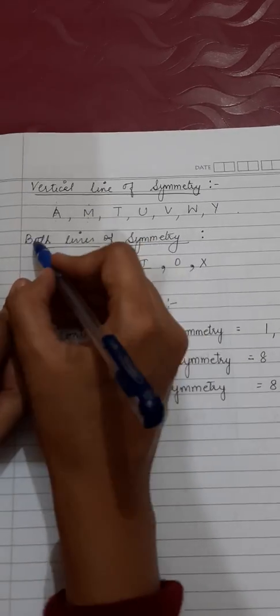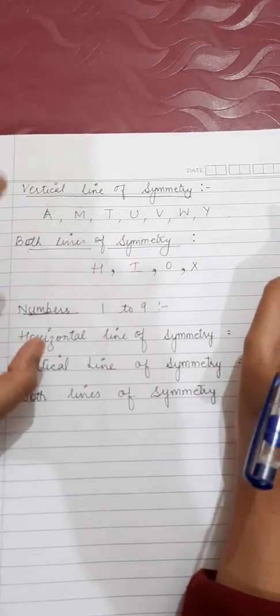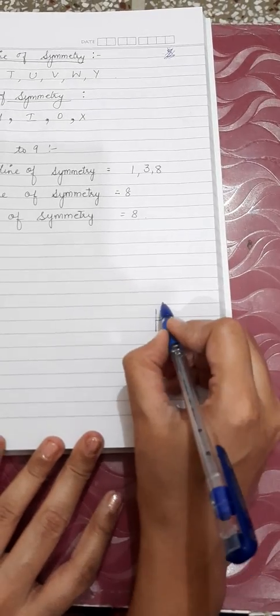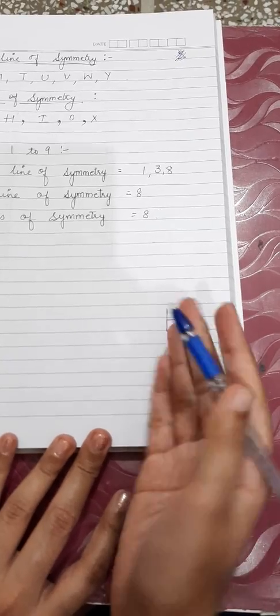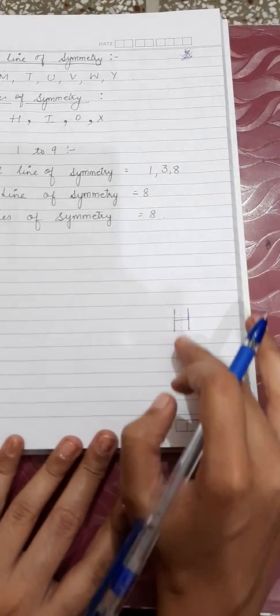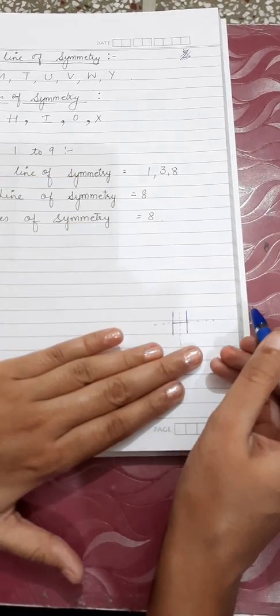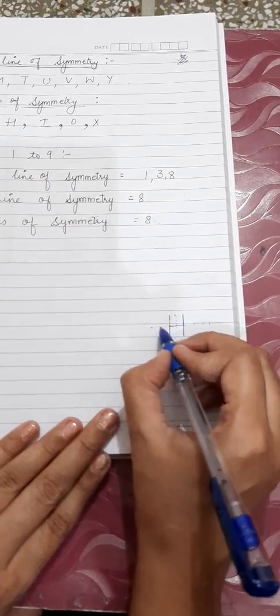Next is both lines of symmetry. In both means it has to be vertical and it has to be horizontal. Both has to be there. For example, H I am going to take. I am drawing it here. If I will draw vertical, this side is going to overlap on the other side. So there is vertical line of symmetry. If I am going to draw the horizontal, up one will come downward. So you can say that in this alphabet, both lines of symmetries are there, vertical and horizontal. So H is here. Similarly, I, O and X. Okay, so these are about the alphabets.